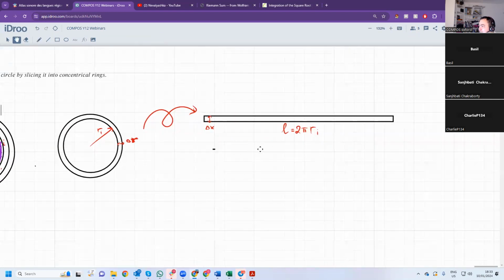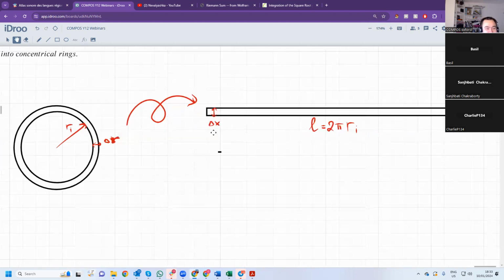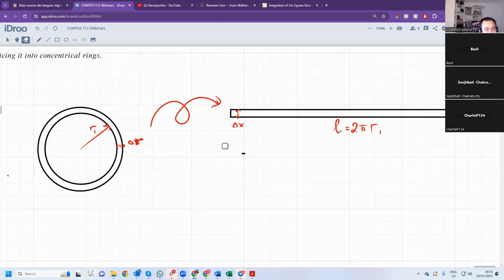Yeah, the function itself is the derivative of the area. Ah, yes, I see what you mean. Yeah, so you can go from there.